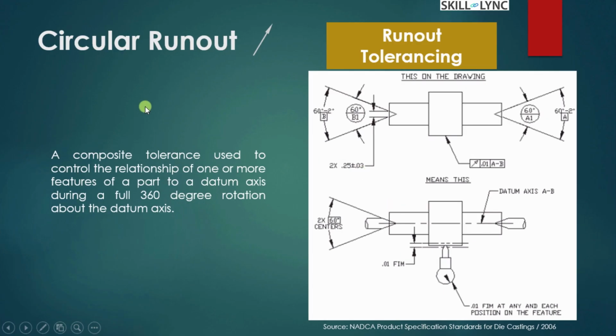So this is applied to all the components that have a rotational mechanism, where the rotational surface, the 2D feature, is to be controlled, because any undulation might result in a failure of the function. So in those cases, this circular runout is a very powerful tool of controlling the runout tolerance.